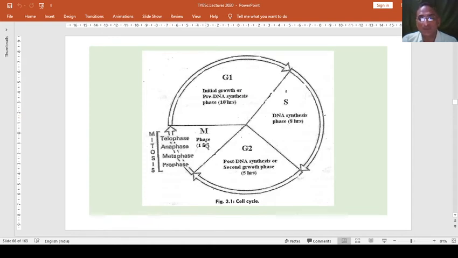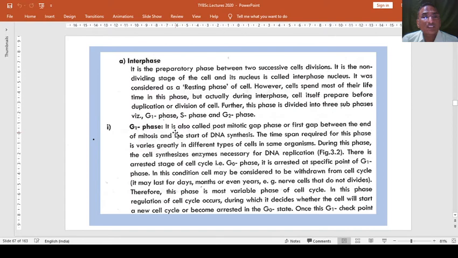So this is the complete diagrammatic presentation of the cell cycle. We will see the details of the cell cycle, what actually happens there. I have explained in brief, but we will see in detail.